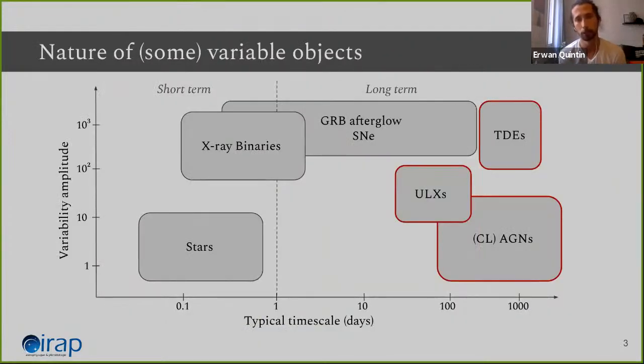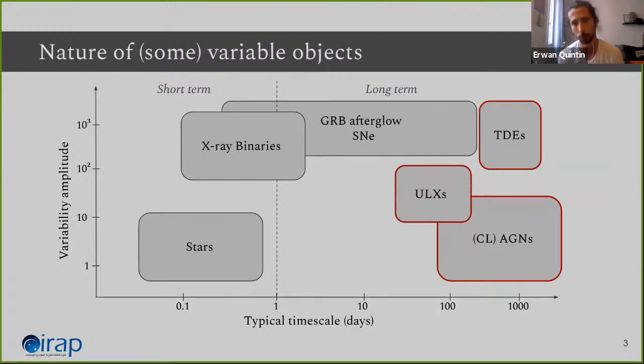And in fact, a lot of objects in astrophysics are variable, and some of the most interesting ones are. So in this little graph, you can see some of the variable objects we can see in the sky with their typical timescales on the x-axis and the variability amplitude on the y-axis. On the left of that dotted line, you can see what we call short-term variability, which means that those objects are variable within one single Chandra or XMM Newton observation. So we have stars with stellar flares and X-ray binaries. This was covered yesterday in a very good talk.